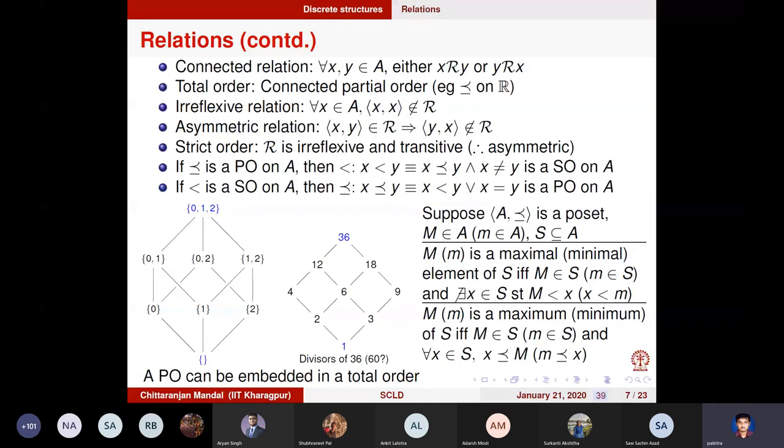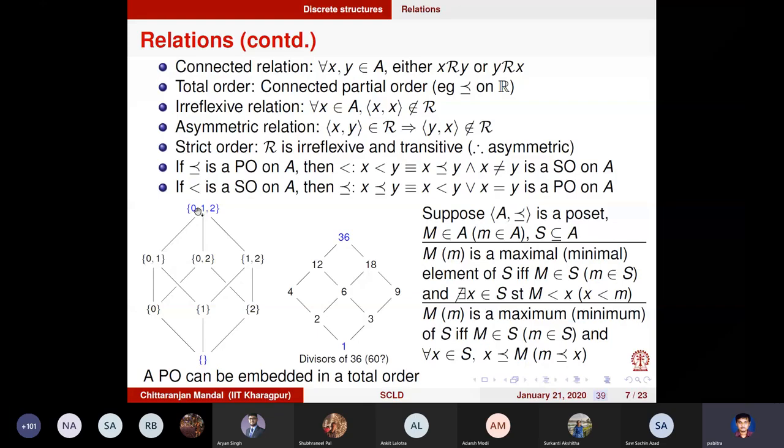Now if we take these posets and equivalently these Hasse diagrams, there are two special elements of the set A, which are the elements of the poset. What are the special elements? The element which lies at the bottom, we'll call the minimal element, and the element which lies at the top, we'll call the maximal element. So how do you define this?